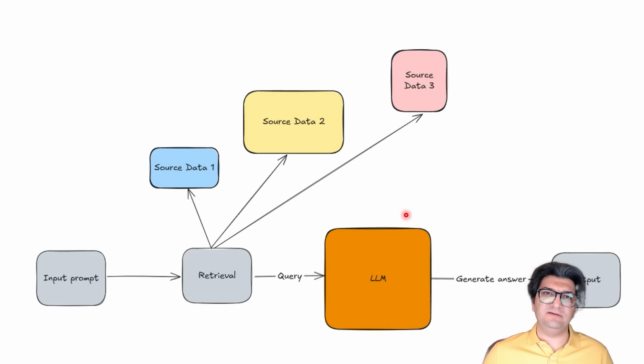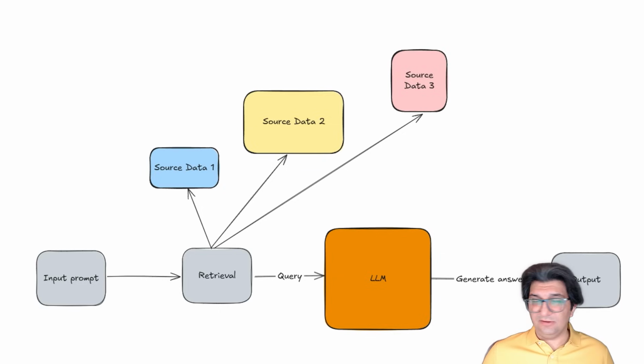So basically we are going to find information similar to what we asked in the input, and pass it to the large language model, and the large language model is able to generate the best answer out of all the input information.